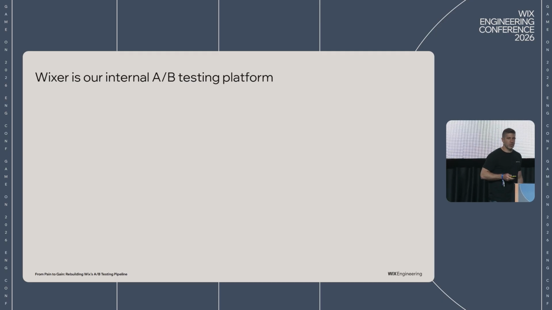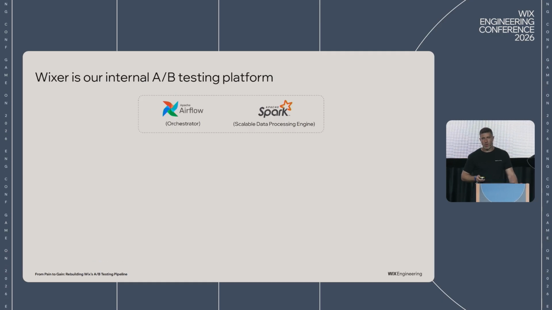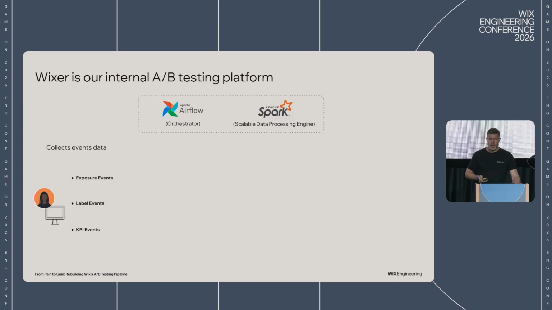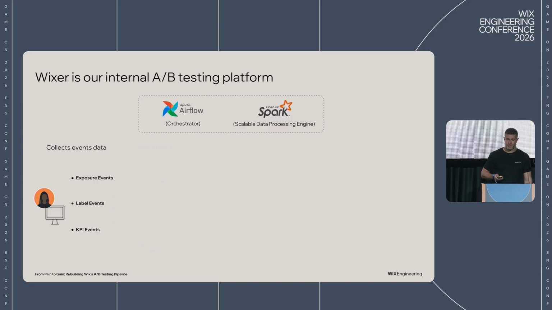So now let me touch on the architecture in a nutshell. Under the hood, it's built on Airflow powered by Spark. Airflow is the tool for task scheduling, and Spark is a distributed engine for scalable data processing. So how does it work? First, we collect event data. When a user participates in an experiment, we capture the exposure and label event and distinguish who saw which variant. We also collect the KPI event, which, as we mentioned, is the metrics we are measuring.